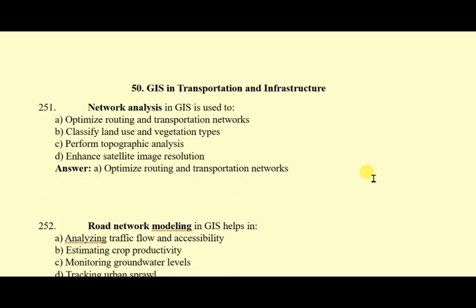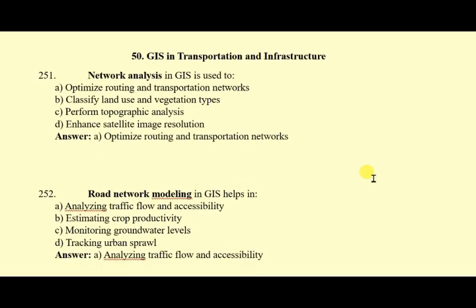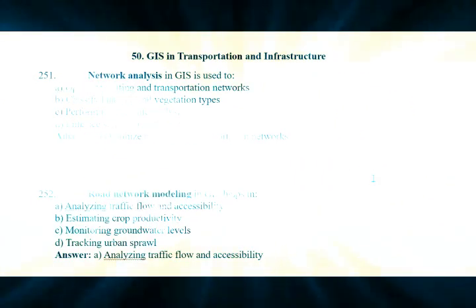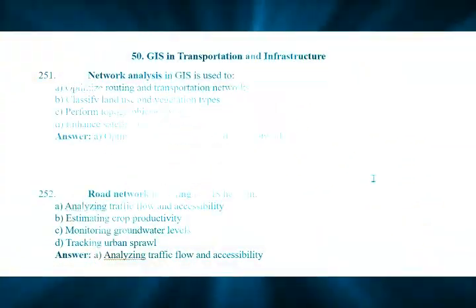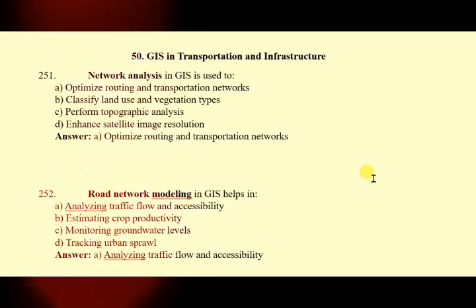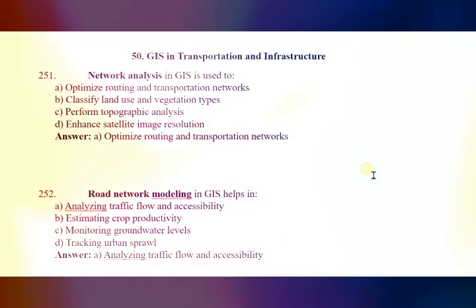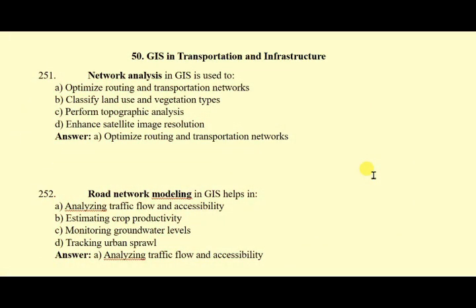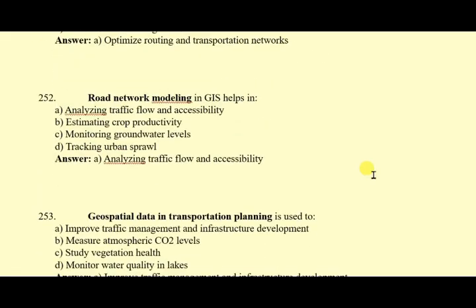Category 50. GIS in transportation and infrastructure. Question 251. Network analysis in GIS is used to optimize routing and transportation network, classify land use and vegetation types, perform topographic analysis, enhance satellite image resolution. Here the correct answer will be optimize routing and transportation networks.